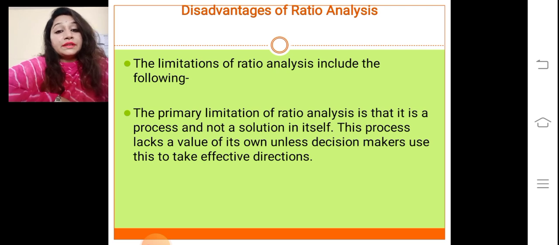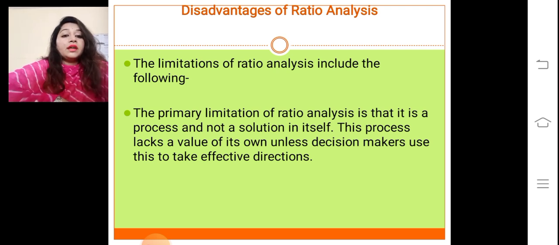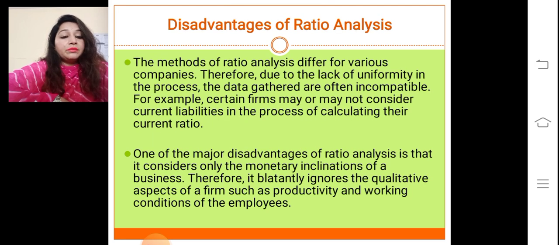Next, there are some disadvantages of ratio analysis. Number one, the primary limitation of ratio analysis is that it is the process, not the solution in itself. This process lacks value of its own unless the decision maker uses it to take effective direction. The method of ratio analysis differs across companies. Therefore, due to lack of uniformity in the process, data gathered are often incompatible. For example, certain firms may or may not consider current liability in the process of calculating the current ratio.